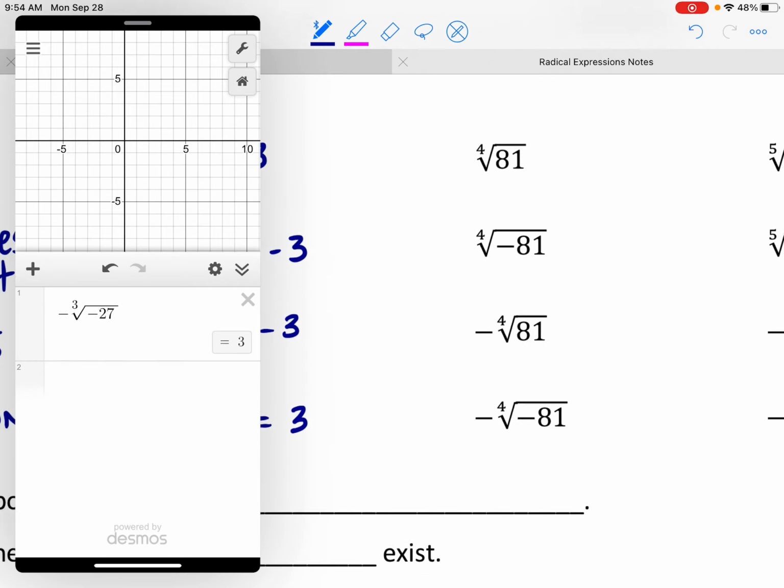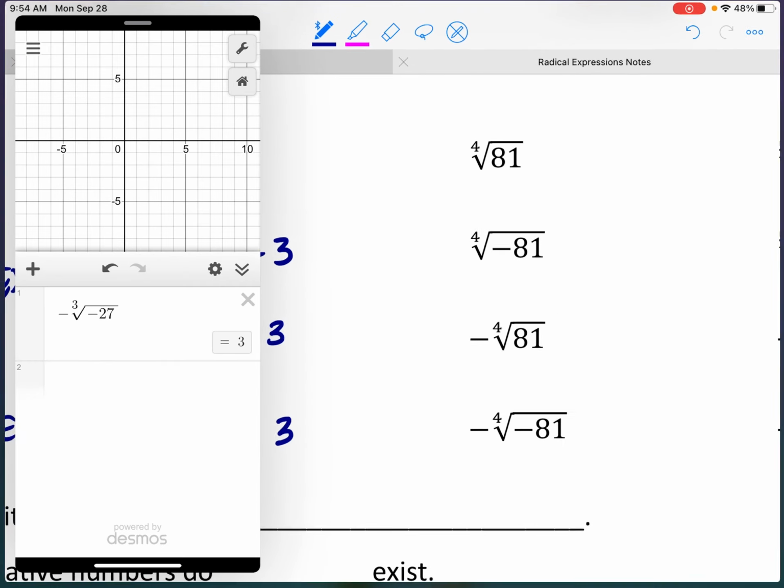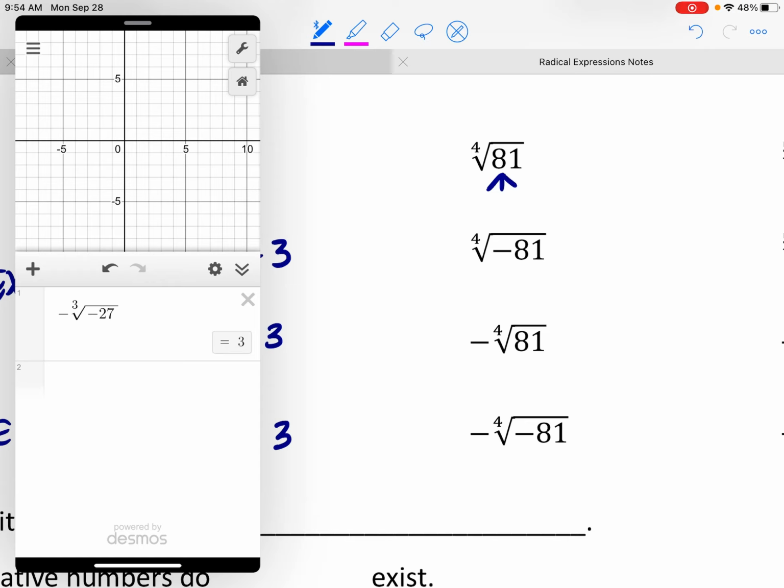If you weren't sure, let's say the 4th root of 81, what number are you multiplying by itself 4 times to get to 81? Well, that's going to be 3 again. 3 times 3 is 9, and 9 times 9 is going to get us that 81.